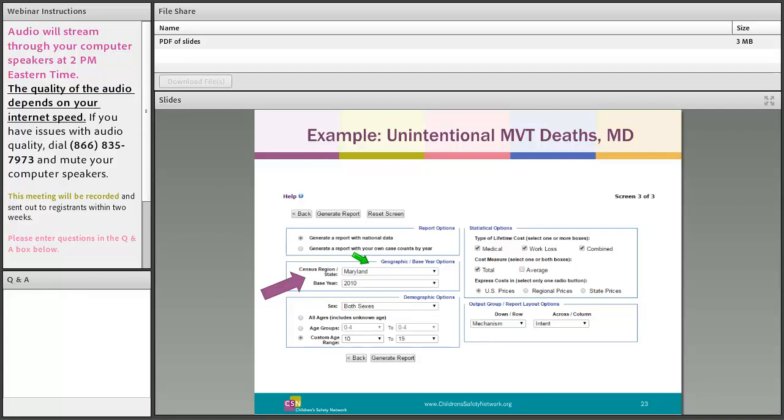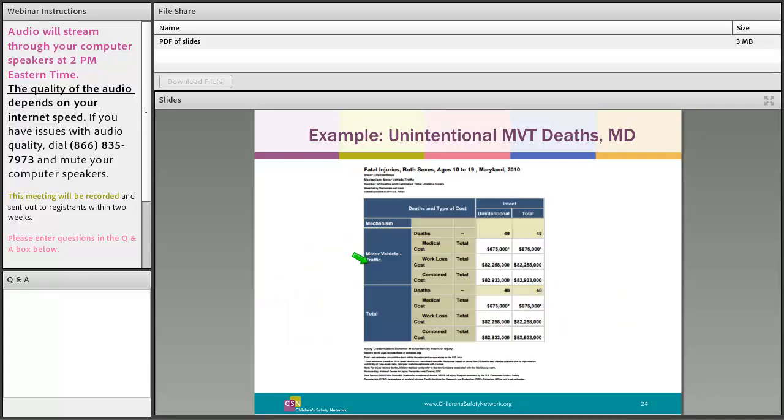So here we've selected Maryland, and we're going to generate a report for the same base year, 2010, with an age range of 10 to 19. And if you move forward there, you'll get a report that specifically describes the cost of unintentional motor vehicle deaths in Maryland for age 10 to 19 in the year 2010, similarly with detailed sourcing information.